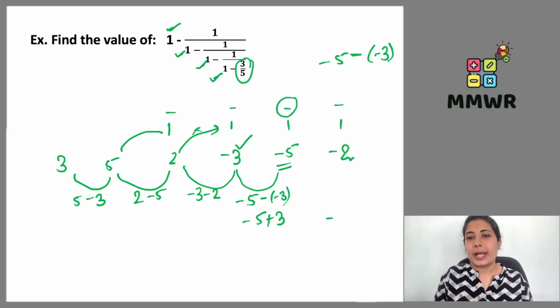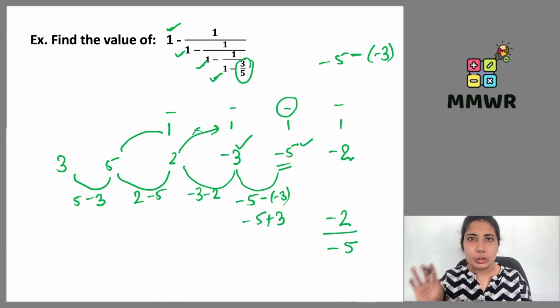Minus 2. And minus 2 will be the numerator and minus 5, the previous number, will be the denominator. लास्ट में जो आ रहा है वो न्यूमरेटर में जाएगा, उसके पहले वाला डिनोमिनेटर में.